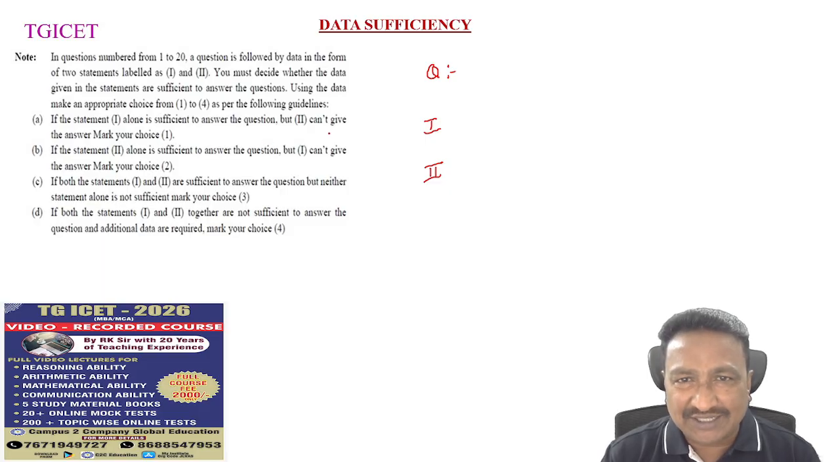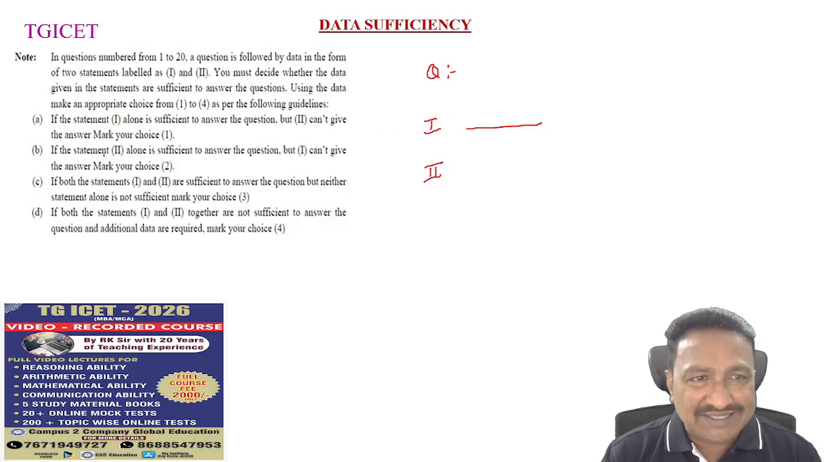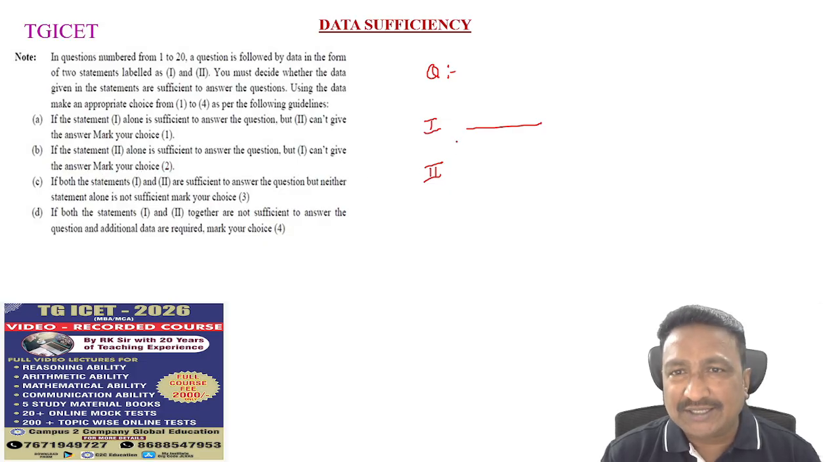So what is the meaning of this statement? Suppose you are answering the question from the first statement alone, but not the second statement, then you have to mark the answer as choice 1. Now look at the second one. If statement 2 alone is sufficient to answer the question, but the first statement cannot give the answer, then mark the answer as choice 2. That means suppose we are not able to find the answer from the first statement alone and we are getting the answer from the second statement alone, then we have to mark the answer as choice 2.